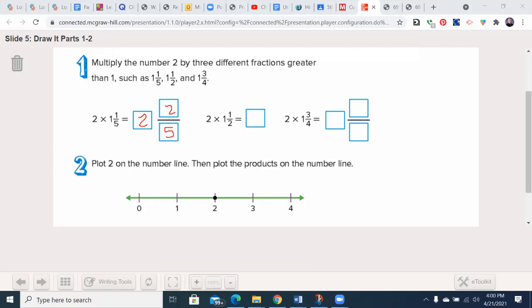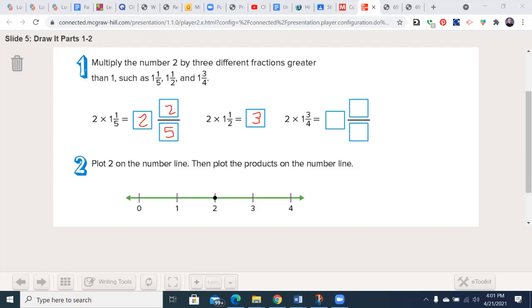Now, 2 times 1 1/2, which is a bigger number than 1/5. Because remember, the bigger the denominator when you have a 1 here, the smaller the piece really is. Because if my pizza is in 2 pieces, or if it's in 5 pieces, the size of the piece is different. So 2 times 1 is 2, plus 1 is 3. So we have 3/2. So we get 6/2, which is 3. That makes sense. If I have $1.50 and I double it, I'm going to have $3.